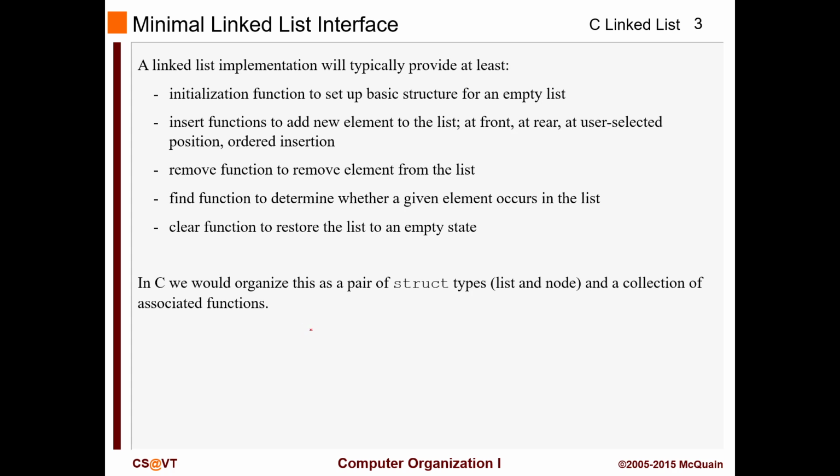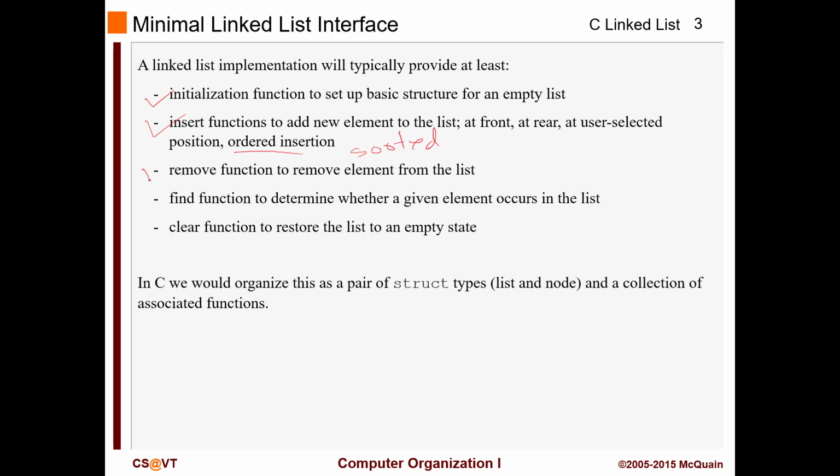So these are the things you need to have in a linked list in general: an initialization function to set up the basic structure of an empty list. We know that we need to initialize everything. It should be able to insert, with insert functions to add new elements to the list, at front, at rear, at a user selected position, or ordered insertion. Ordered insertion is basically a sorted way of inserting things.